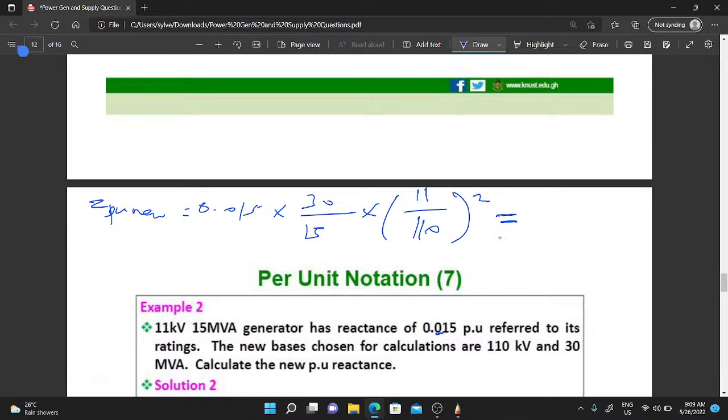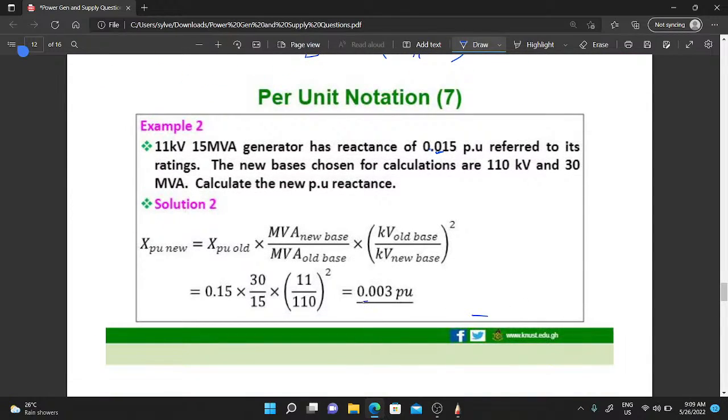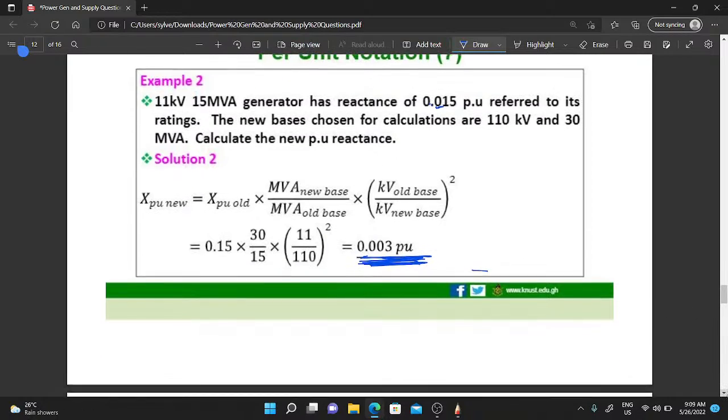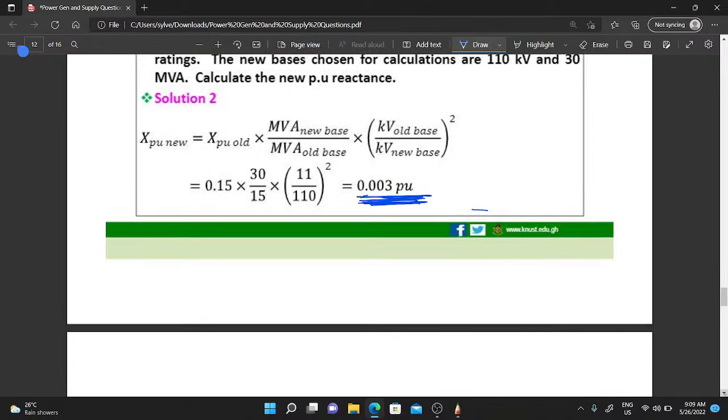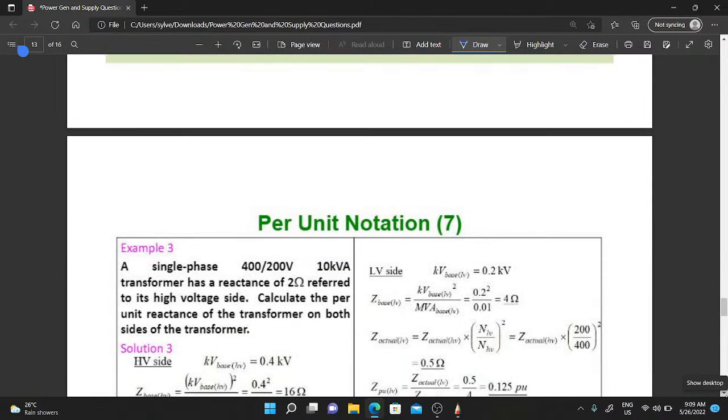So Z per unit new is Z per unit old times the power ratio, new over old, times the voltage ratio, old over new, squared. You simplify this and you get 0.03 per unit. After this, I'll make Papa write all the formulas that we are seeing on just one sheet of paper, so that you'll be looking at it and be very familiar with them before you enter the exam hall.